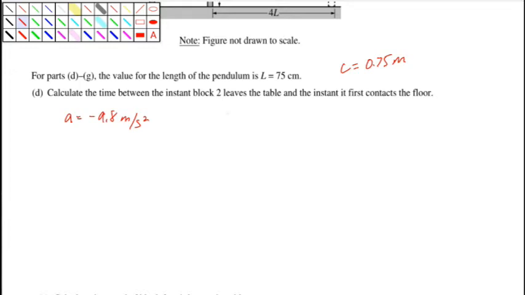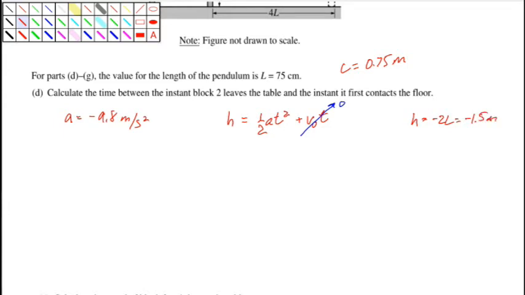So if some height or some distance is going to be equal to 1/2 a t squared plus initial velocity times t, but our initial velocity in this case is 0. It starts at rest, so this goes to 0. And what we're left with is h equals 1/2 a t squared. But h is actually a negative value, right, because this is dropping. The height is changing down, and that's 2L. So we know that h is equal to minus 2L, which is equal to minus 1.5 meters.